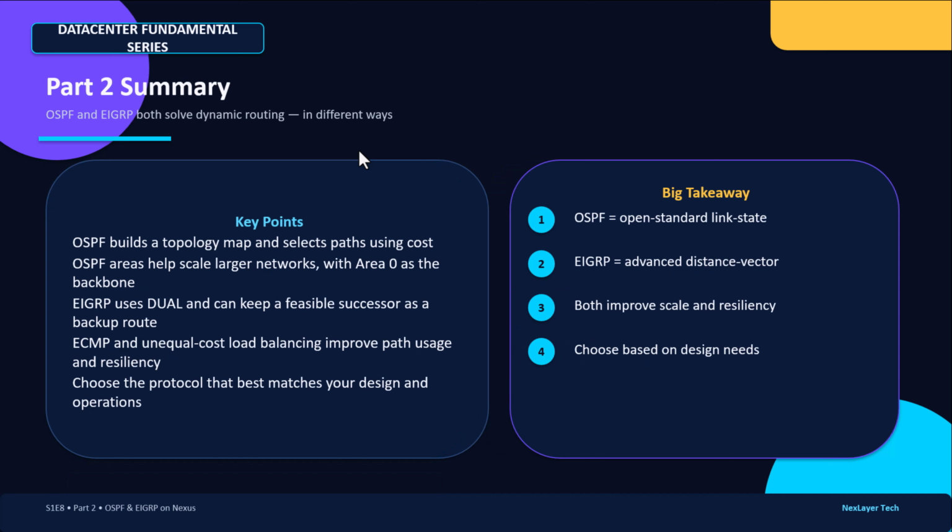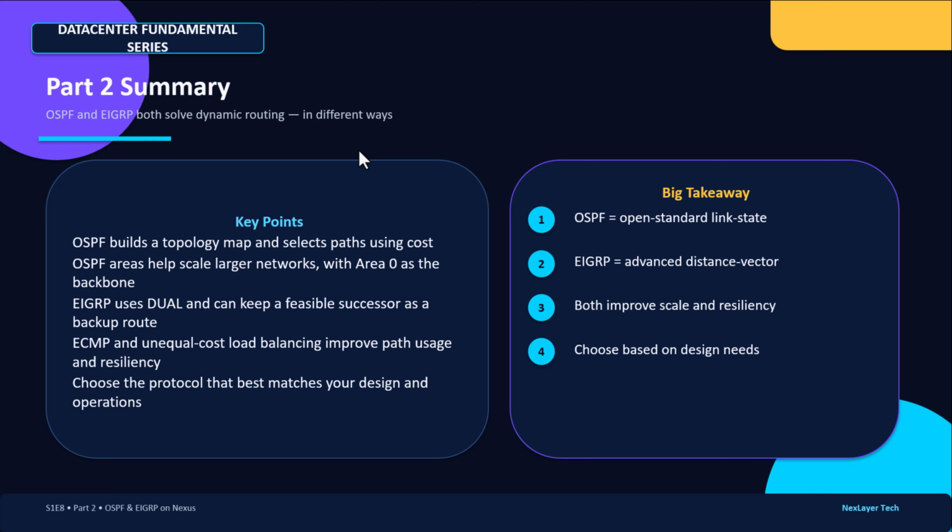Let's summarize part 2. OSPF is an open standard link state routing protocol. It builds a topology database, runs the SPF algorithm, and selects paths using OSPF cost. OSPF devices must form neighbor relationships before they can exchange their complete topology information. OSPF areas help divide larger networks into more scalable sections, with Area 0 acting as the backbone. When several OSPF paths have the same cost, Nexus can use ECMP to forward traffic across multiple links.